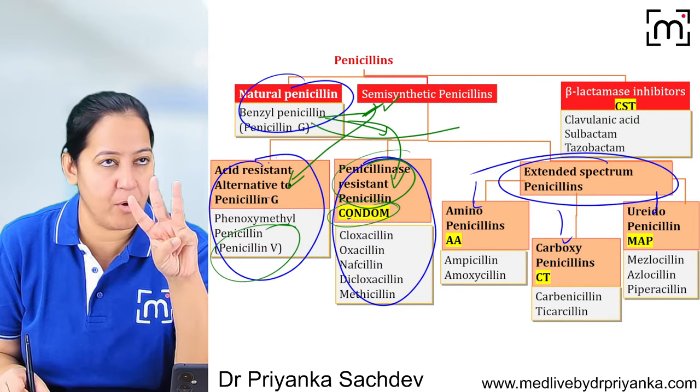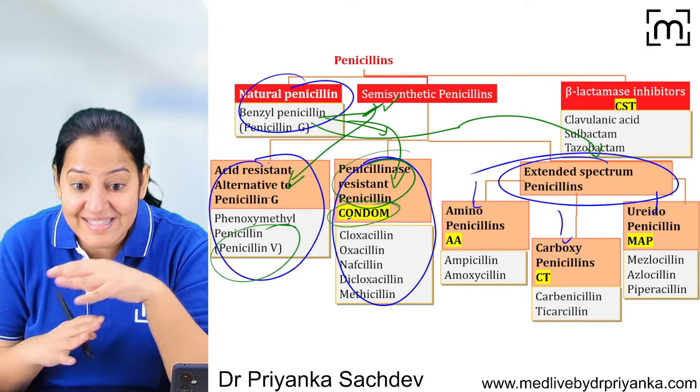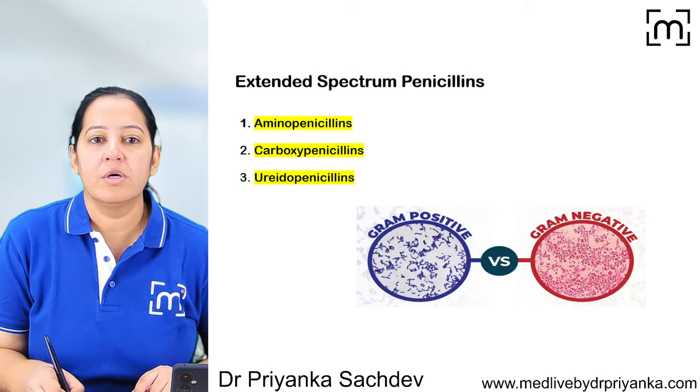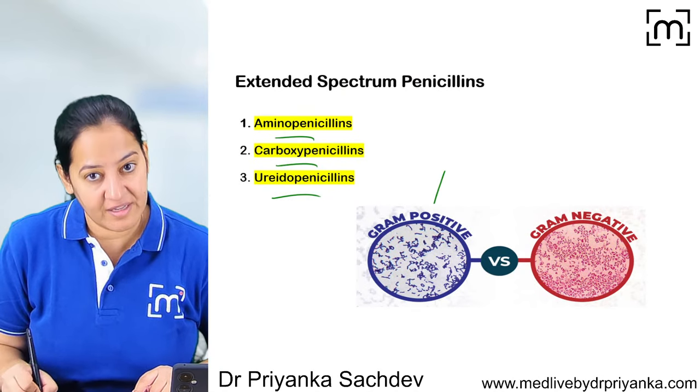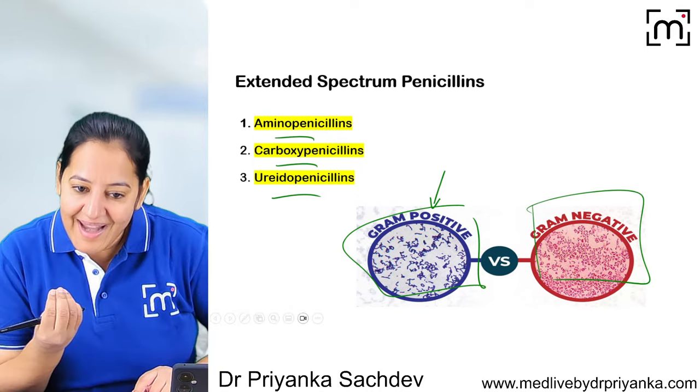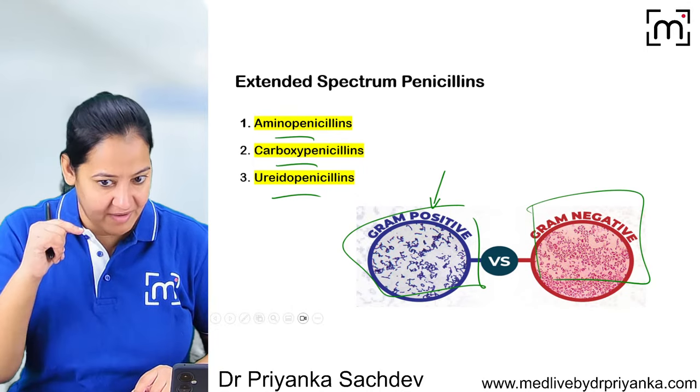They kill only gram positive, not gram negative. So here we are extending the spectrum. There are three types, amino, carboxy and ureido. They will kill gram positive like natural, but they will kill gram negative also. So we are extending. One by one we will see.